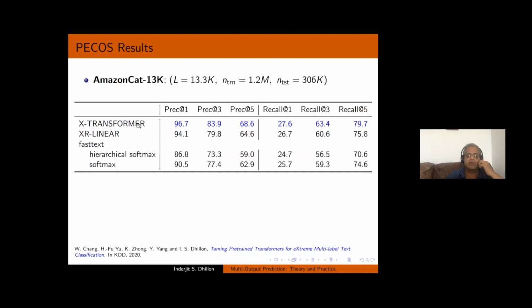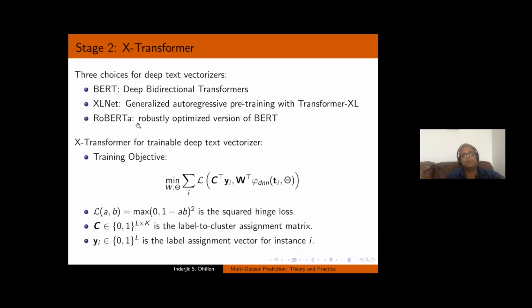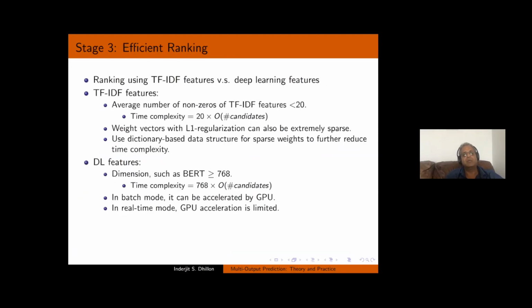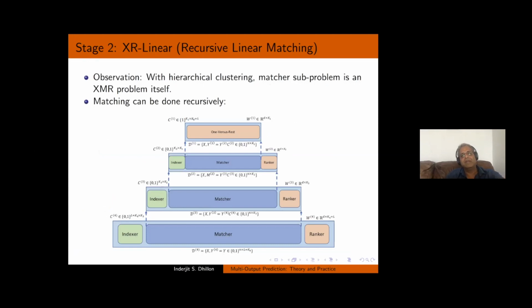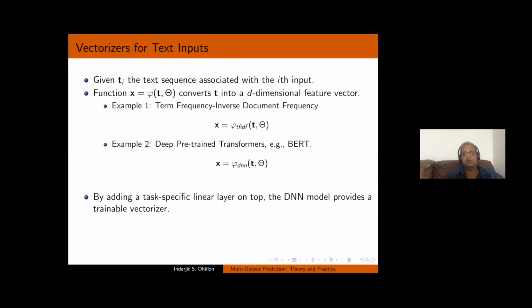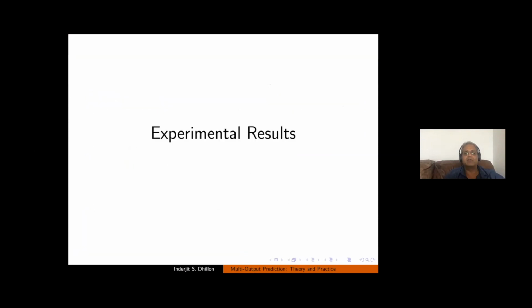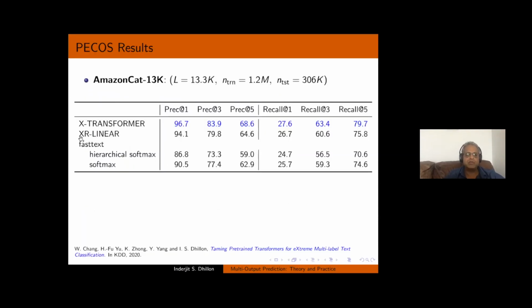X transformer, sorry, I should have mentioned it, this deep trainable vectorizer we refer to as X transformer. And then when we do this XR linear model, it's basically a recursive linear model, which I think does hinge loss classification at each intermediate node of this hierarchical tree. So just to be clear, there's no deep learning involved in XR linear. There is definitely a lot of deep learning involved in X transformer, and you do see the benefits, right?